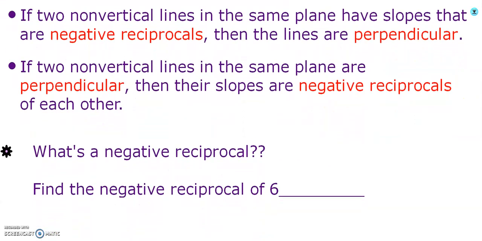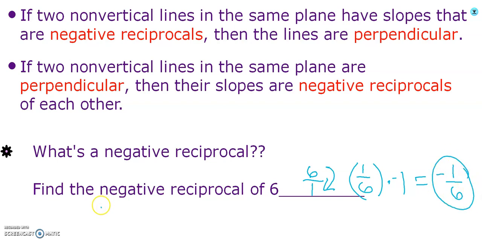What is a negative reciprocal? A negative reciprocal is when we flip our fraction upside down and then change it to its opposite sign. So if we had a slope of 6 and we wanted to find its negative reciprocal, first I'd make it a fraction. Then I'd flip it upside down and then multiply it by -1, and we'll get our negative reciprocal.